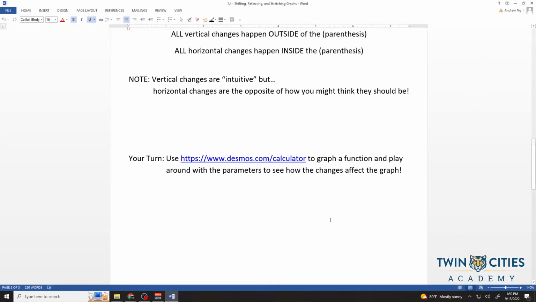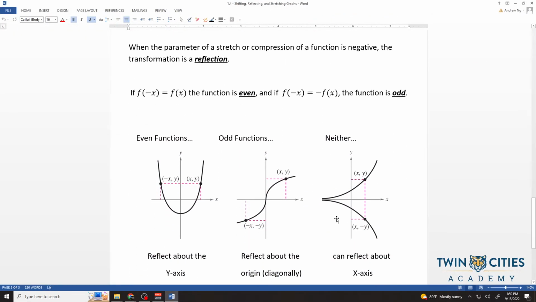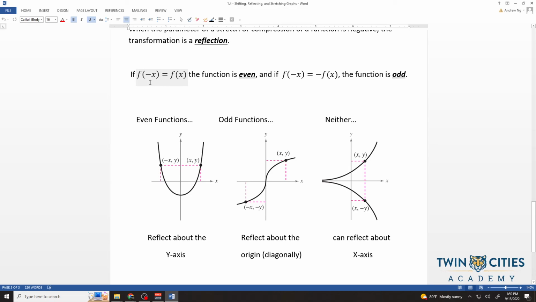The last thing to talk about are odd and even functions. Okay. If f of negative x equals f of x, the function is even. Meaning, if you were to plug in not just 3, but you were to plug in negative 3, and you get the same thing back as if you plugged in f of positive 3, then the function is even. If, however, you plug in negative 3, and you get the opposite of what you would normally get if you plug in f of just positive 3, then the function is odd.